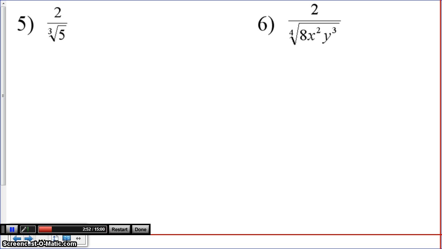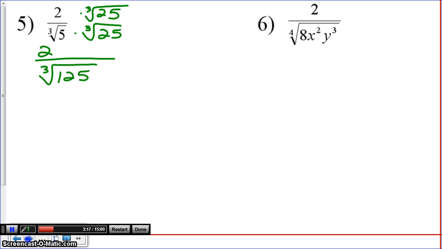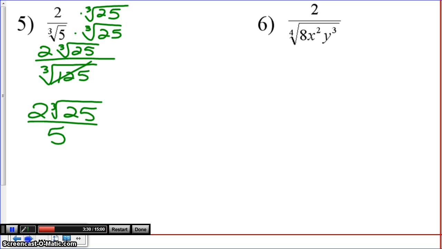Next one, I have the cube root of 5 in my denominator. So I want to turn my denominator into a perfect cube. In order to do that, I need to multiply by the cube root of 25 over the cube root of 25. Why do I want to do that? Because then I have the cube root of 125 in my denominator, and in the numerator, I have 2 times the cube root of 25. So when I simplify my denominator, a 5 comes out, and then I have 2 times the cube root of 25 left in the numerator.